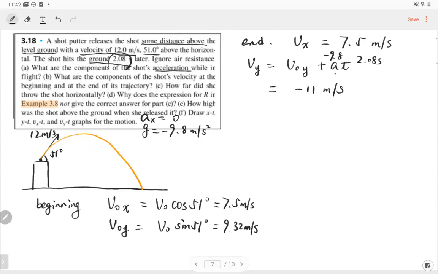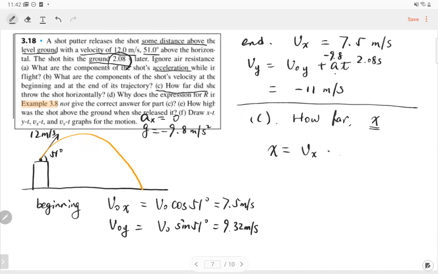Okay, this is part B. Part C, how far did she throw the shot horizontally? How far? This is a question in the x direction. Here, how far means a displacement in the x direction. The displacement is equal to the velocity in the x direction times the duration.